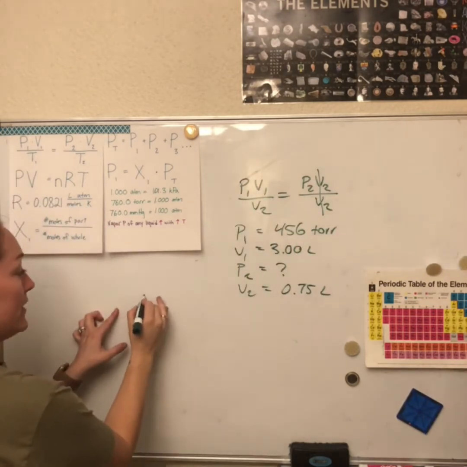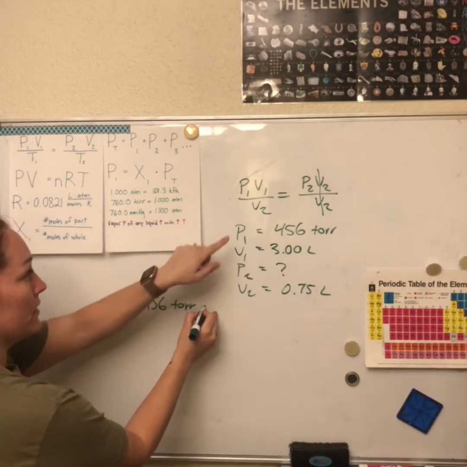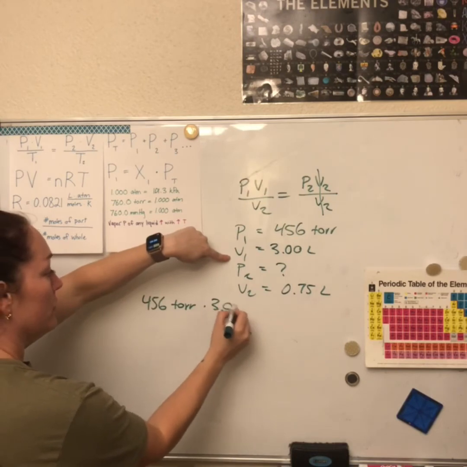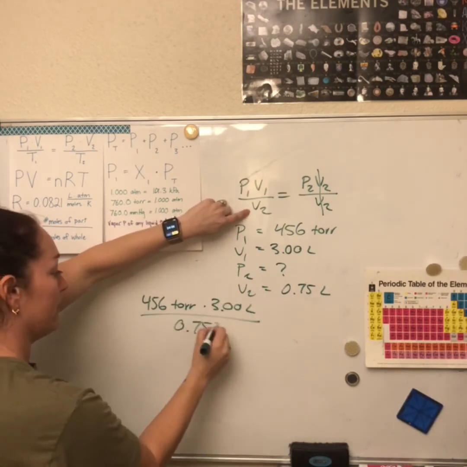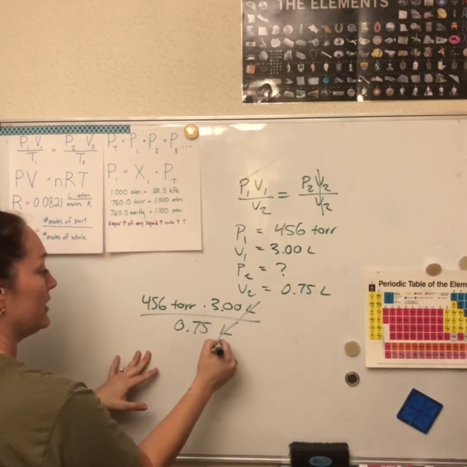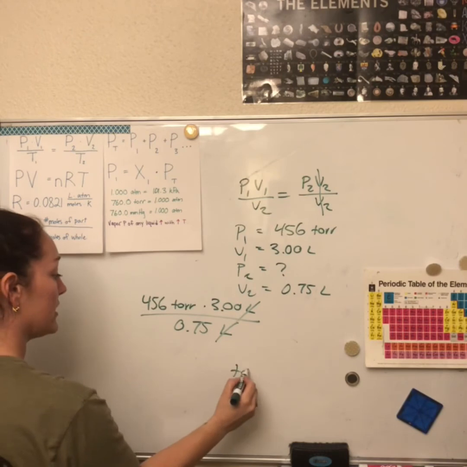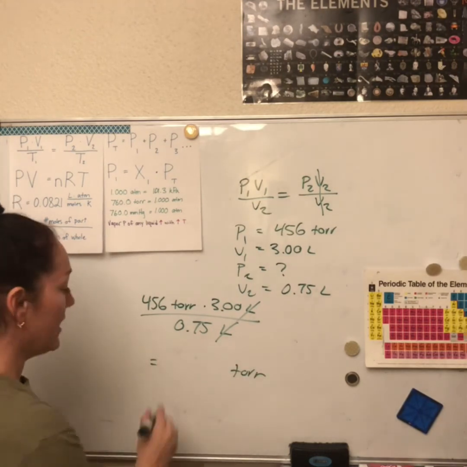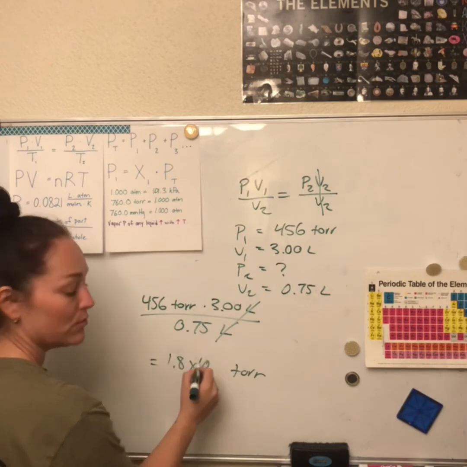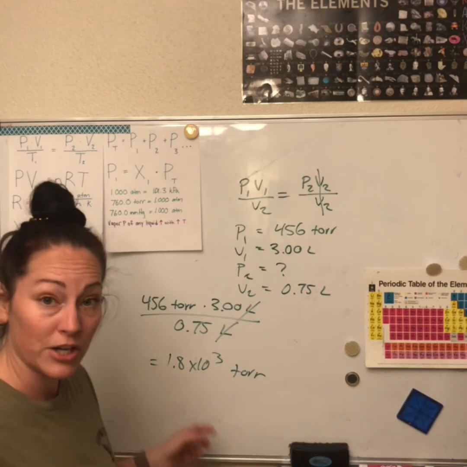Okay, so I'm just going to plug numbers in. So I've got 456 torr times 3.00 liters, and then on the bottom I've got 0.75 liters. So my liters is going to cancel, and my pressure is going to be torr, which is good. That's a pressure unit. So if I crunch all this out, I'm going to end up with 1.8 times 10 to the 3rd torr. So that's the pressure, okay?